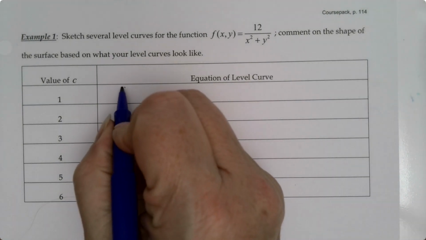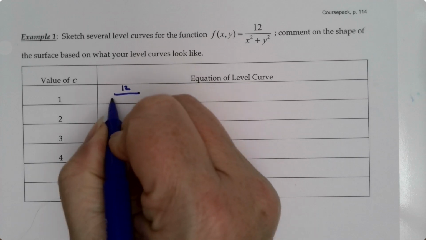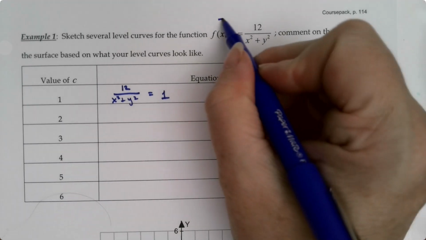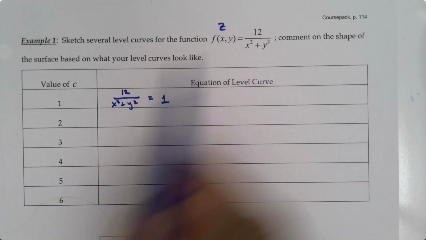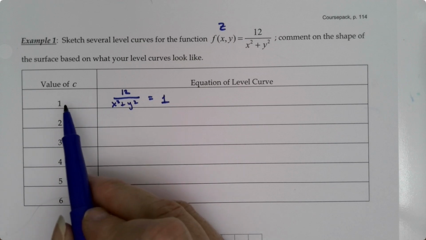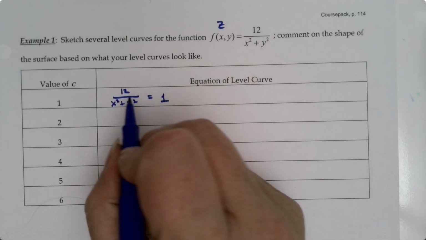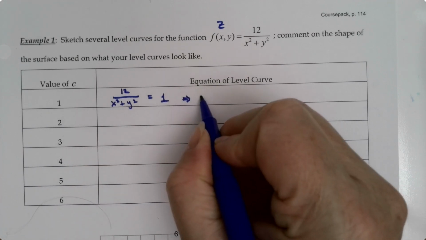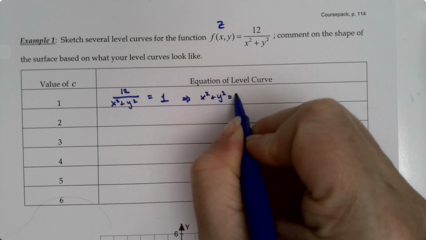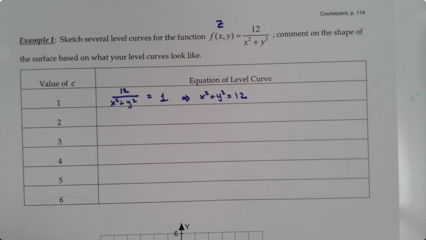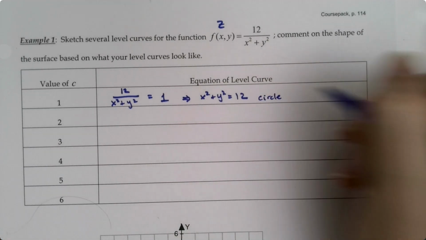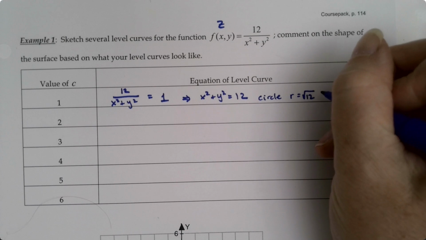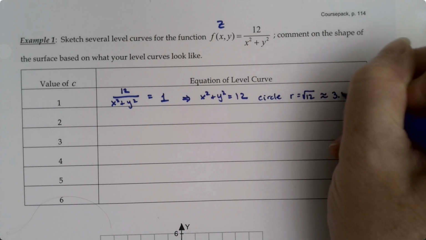Okay, so 12 over x squared plus y squared equals 1, because this is z equals, and we're going to set z equal to 1. All right, so then that would mean x squared plus y squared, because I'm going to multiply both sides by this denominator, equals 12. And we know what that is. That's a circle centered at the origin with radius equal to the square root of 12, which is about 3.46.